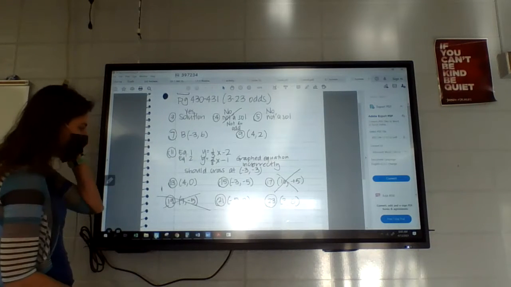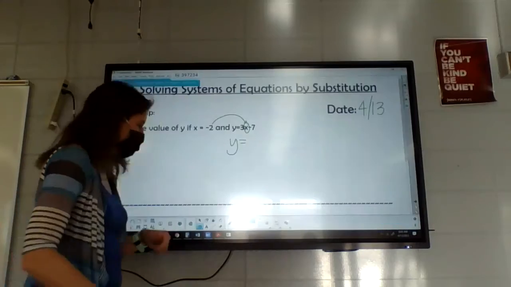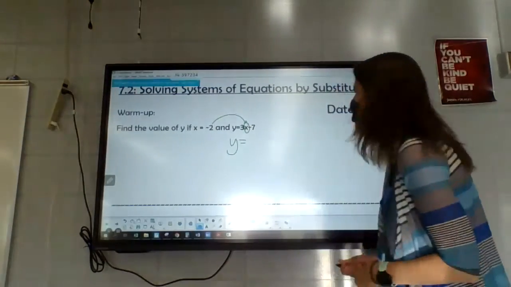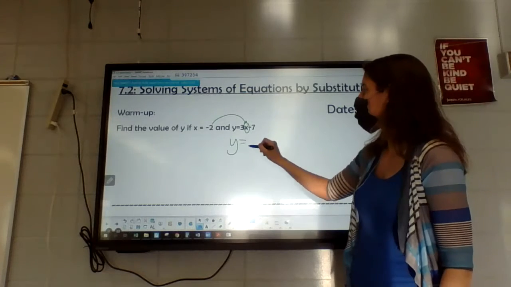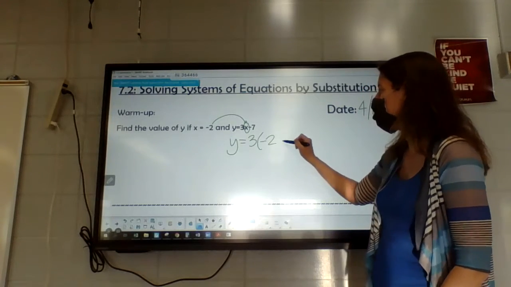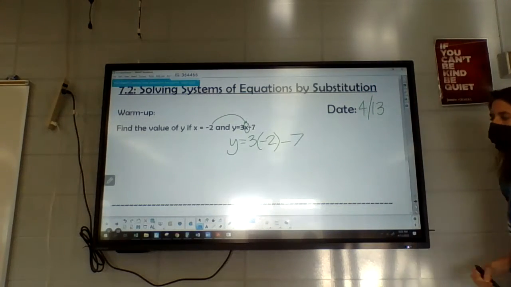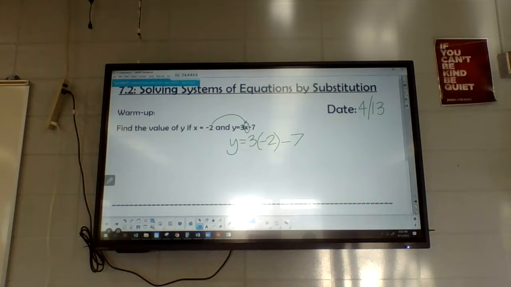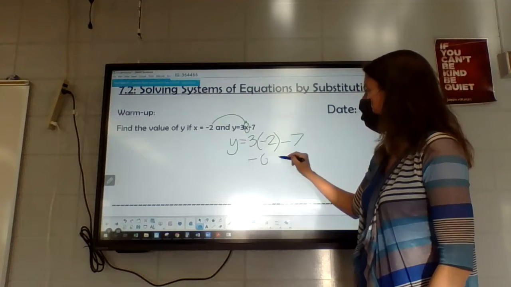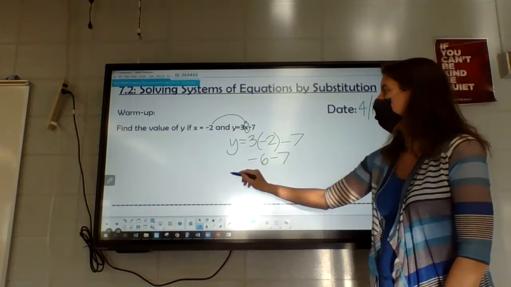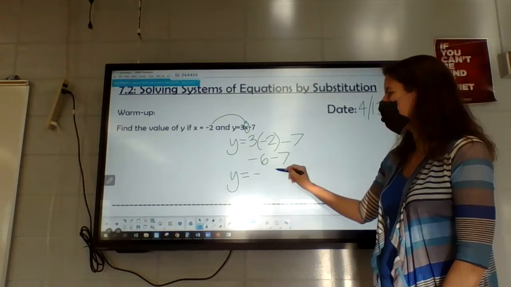Okay, so let's go back to that. So we're putting the -2 in for the x value. So 3 times -2, and then -7. So I just have to do the math there. I'm going to do order of operations, which means I'm going to multiply before I subtract. So -6 minus 7. So y is going to end up being -13.